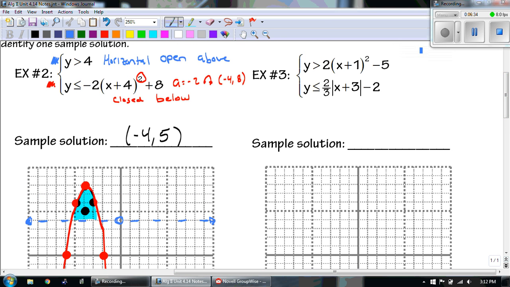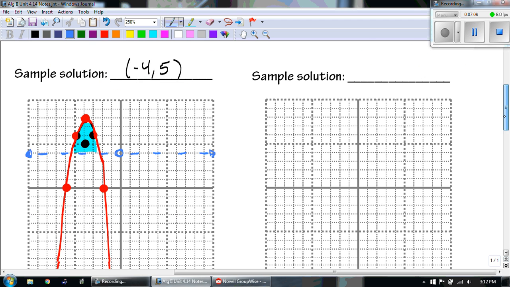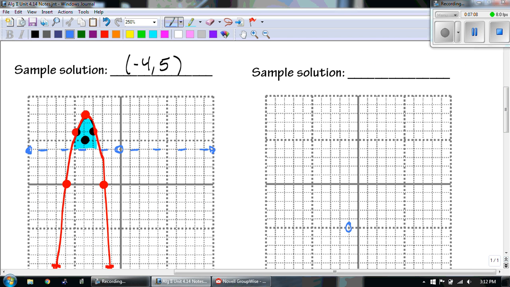All right, number 3. So we need to pay attention. What do we have? Well, it's quadratic because it's squared. So I need my a, which is 2. So it's going to be going up. My vertex is -1, -5. And then greater than means that it's open, and I'm going to shade above. All right, so -1, -5 is where I start.